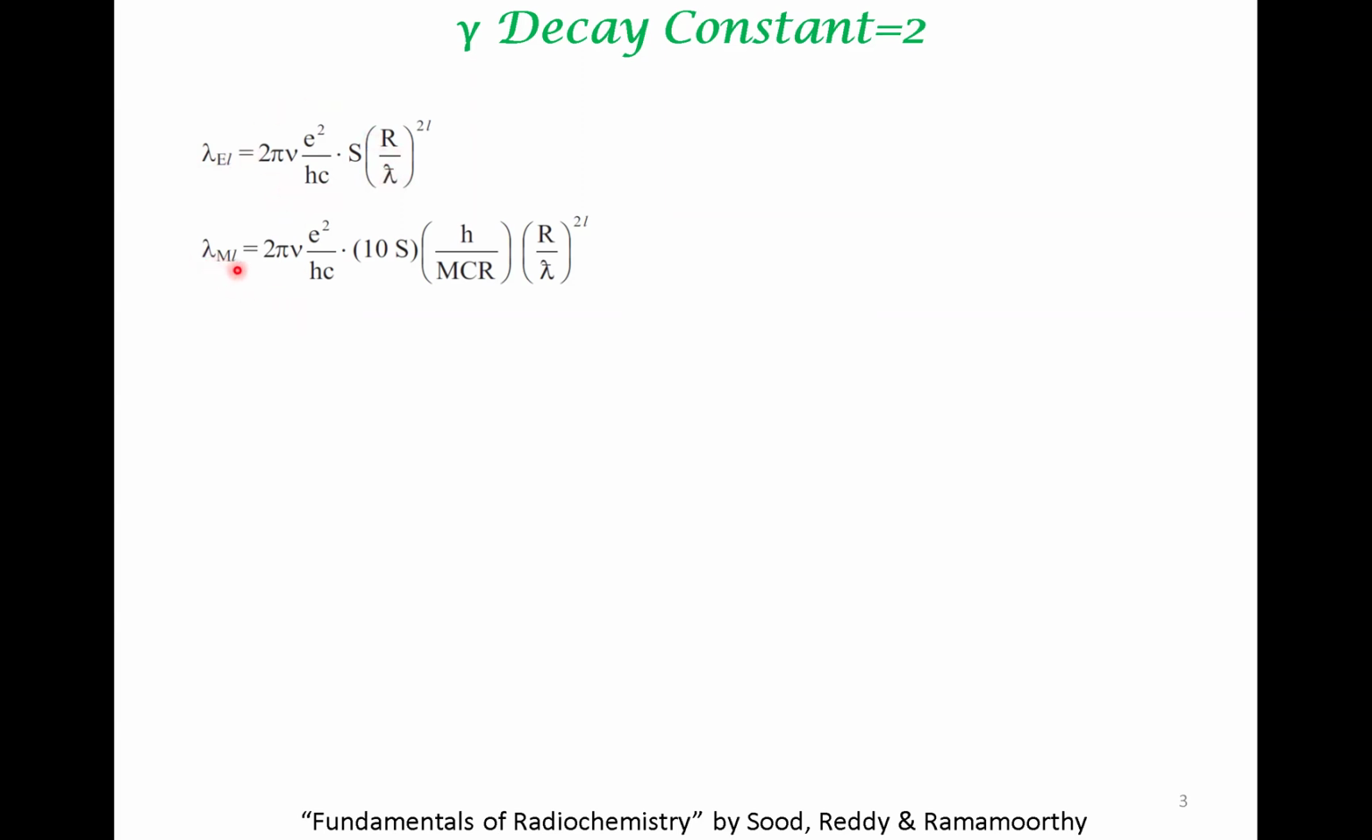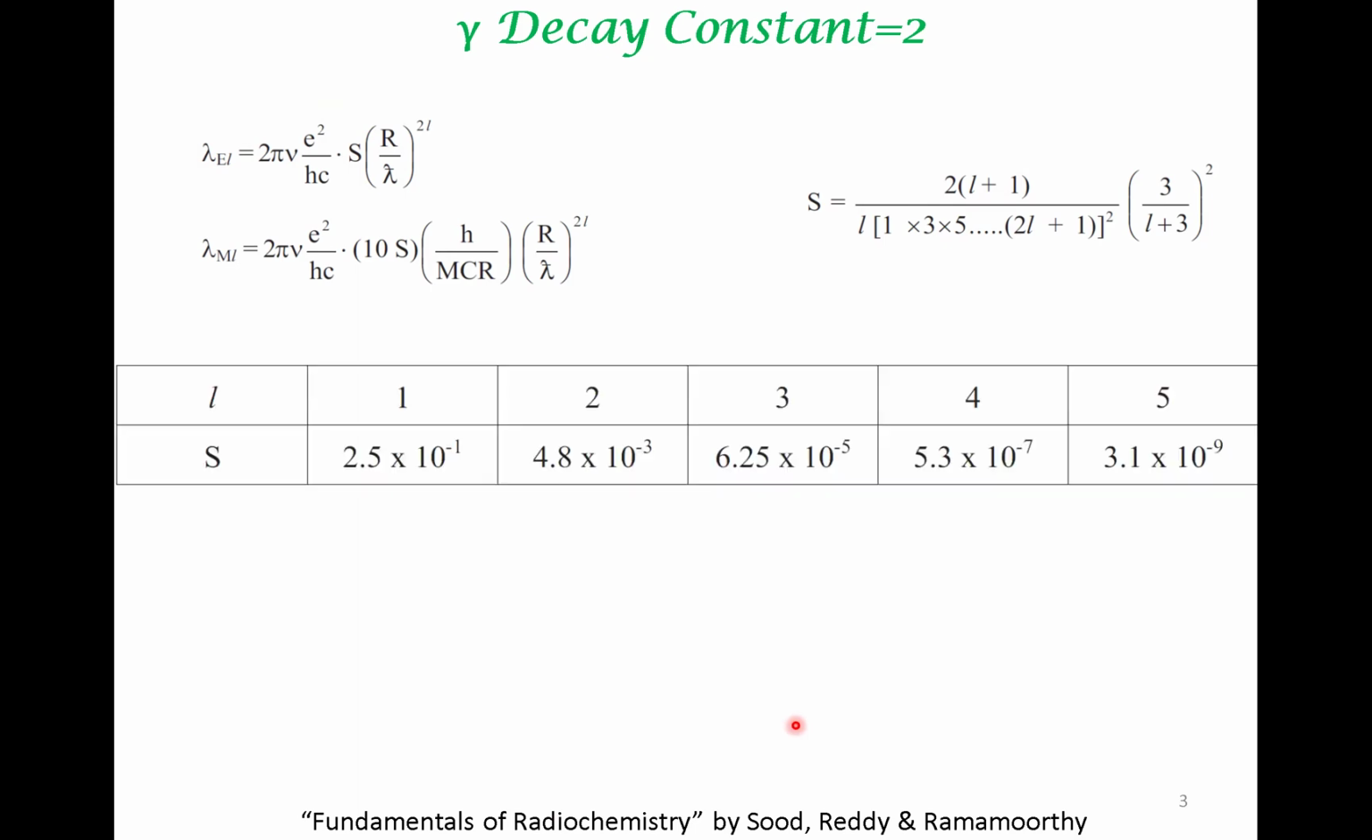For magnetic multipole gamma transition, the decay constant is given by this formula, wherein S is a complicated quantity related to L. We are not deriving any of this, neither does this book derive, but there are some references in this book where you can find the derivation. In any case, within the scope of this course, these derivations are not required. So with all these things, for different L's, you can get S.